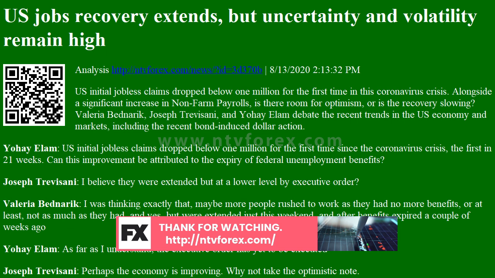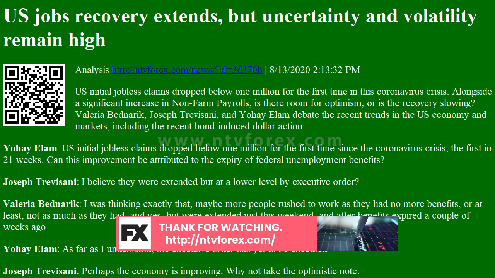Eric Rosengren of the Boston Fed said that temporary job losses may turn permanent. Valeria Bednarik: I already mentioned this, but the world is losing roughly 500 million jobs within this pandemic. Joseph Trevisani: I am sure many already have. Small businesses have failed. In urban areas with no foot traffic like NYC, how can they survive? Yohai Elam: 500 million. Hard to grasp. Joseph Trevisani: There is also an opportunity in this as well, though it may take some time for it to show. Valeria Bednarik: Of course, every crisis is an opportunity, but not for all.